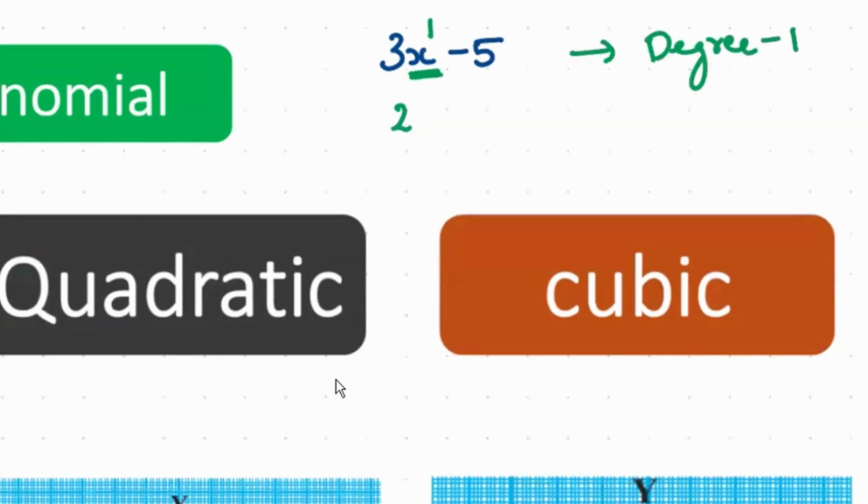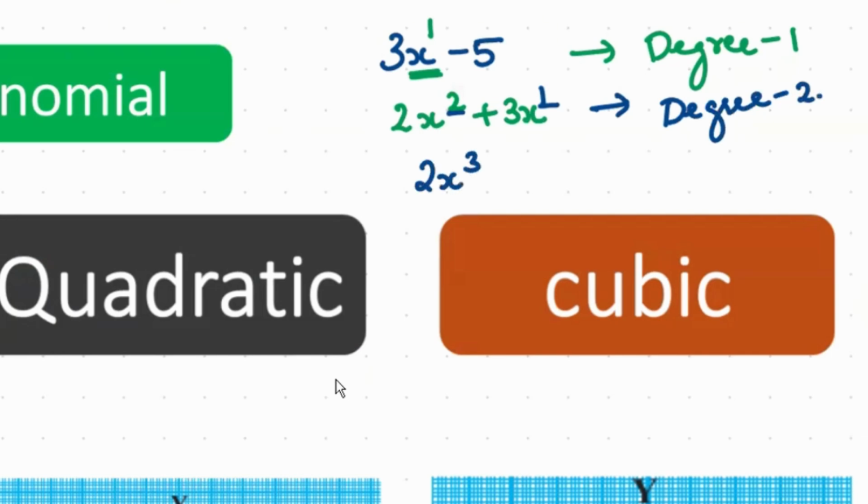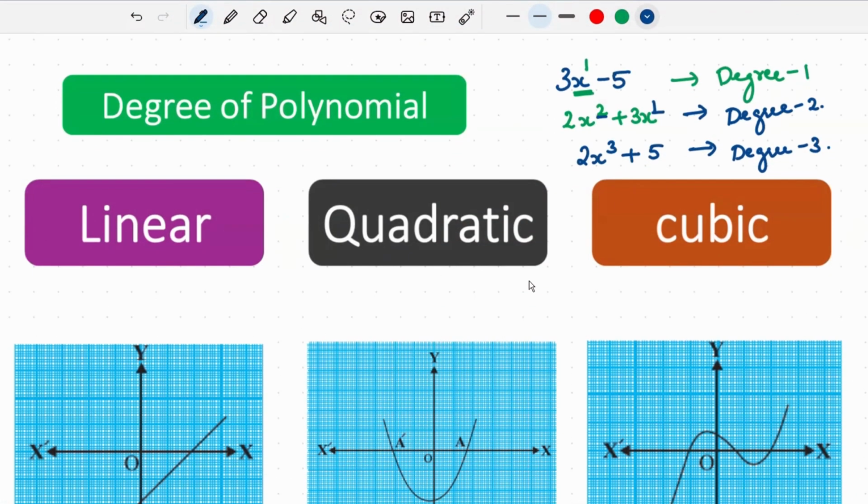If it is 2x square plus 3x, so here you can see that the power of x is 1 and 2. So the highest power is 2, which means the degree of the polynomial is 2. Suppose we have the polynomial as 2x cubed plus 5. So here the degree of the polynomial is 3 because the power of x is 3. So degree of the polynomial just means the highest power of the variable or the x.